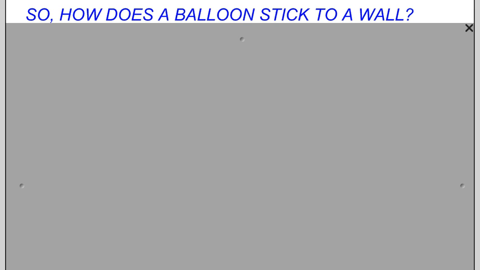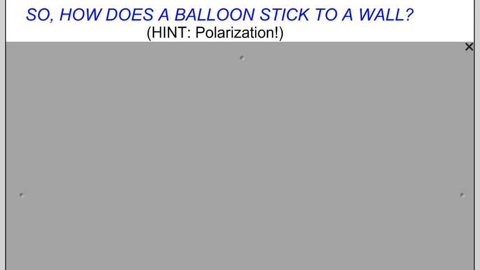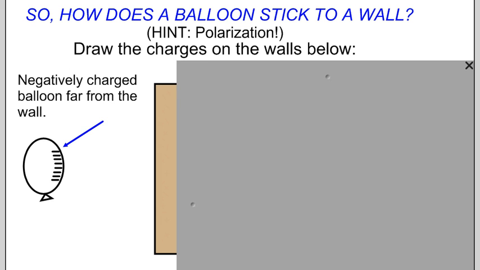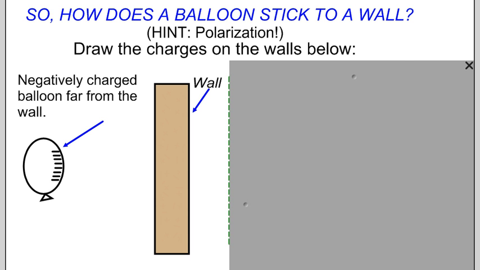I don't know if you've seen this trick where someone rubs a balloon on a sweater and then sticks the balloon to a wall. This happens because, again, there's polarization. And let's take a look at the situation. And here's the first situation where the negatively charged balloon is far from the wall, and the wall is neutral. And what's going to happen is, if we look at the way those charges are distributed in the wall, it's all random. And they're oriented in all different directions.